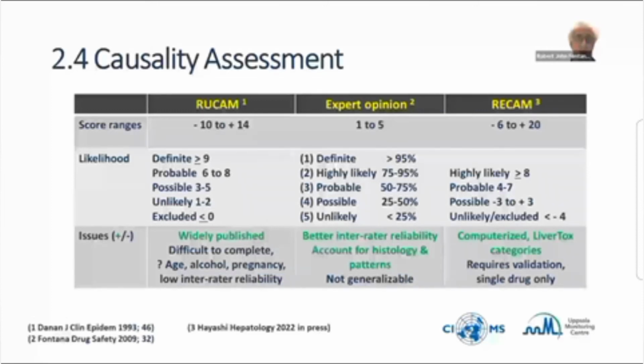Now, what are the advantages and disadvantages of these? Well, there have been a few studies comparing them. The RUCAM is widely used in the literature, so it's widely published, but on an individual basis, it can be difficult to complete due to the complexity of the instructions. It's not entirely clear that the risk factors of age, alcohol, and pregnancy are evidence-based. And in some prospective studies, there was a lower rate of inter-rater reliability compared to the DILIN Expert Opinion methodology. However, the Expert Opinion methodology is not generalizable since it requires a series of experts in order to do this.